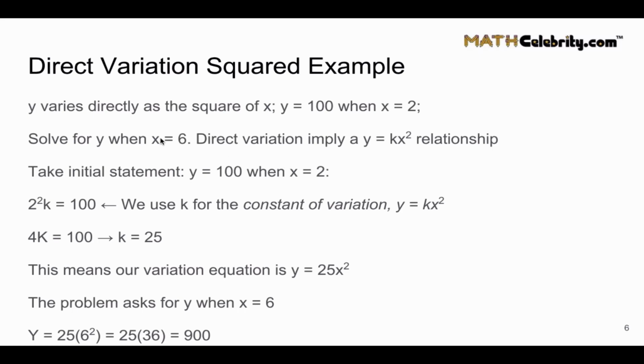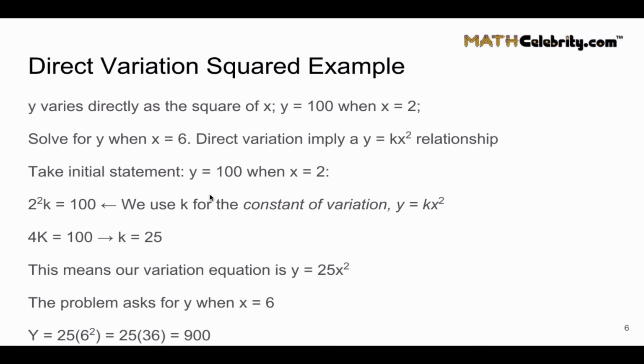This means that we've got x squared, which is 2 squared, k equals 100, because our constant of variation equation as the square of x is this, y equals kx squared. We simplify, we get 4k equals 100. So if we divide each side by 4, we get k equals 25.